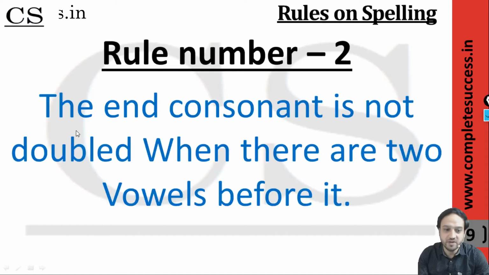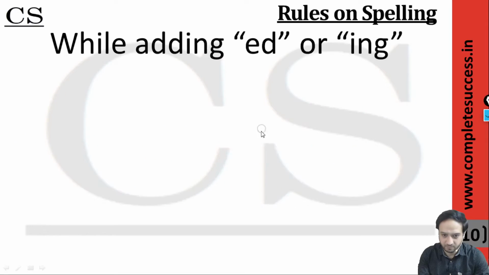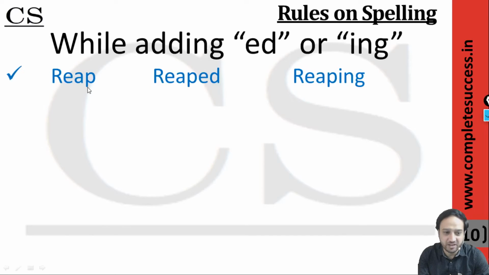Rule number 2 is the end consonant is not doubled when there are two vowels before it. While adding ed or ing, for example, in reap, there is a consonant at the end of the word, that is p, and before that there are two vowels, e and a. When we add ed and ing to the word reap, we will not double the p, because before this there are two vowels.